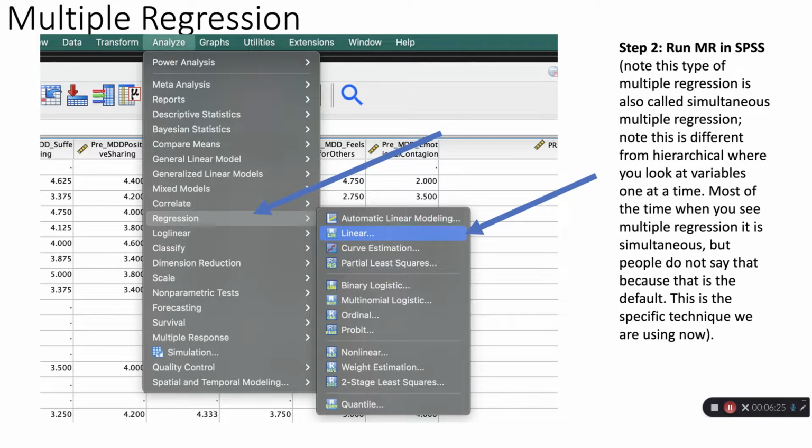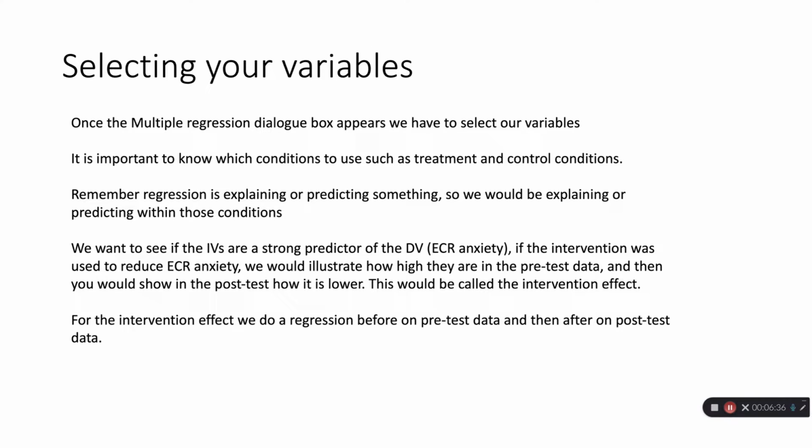Notice, even though we're doing a multiple regression, it's also been called a simultaneous multiple regression, and this is different from hierarchical regression or some other types of regression. One other note about selecting variables, we need to be sure to consider what the conditions of our variables are. So in other words, are we looking at treatment? Are we looking at control? Or are we looking at both treatment and control groups?